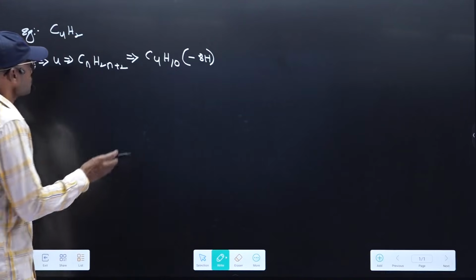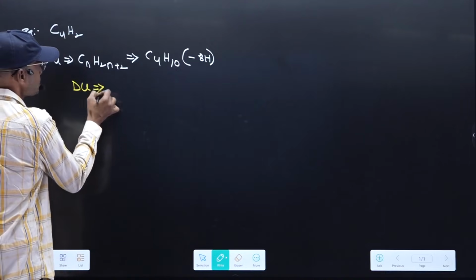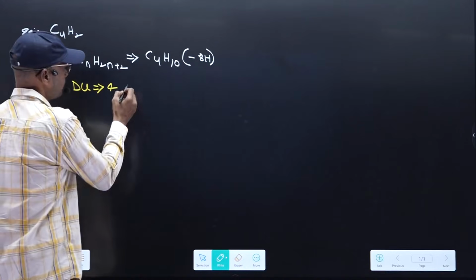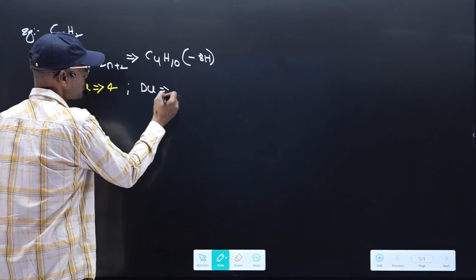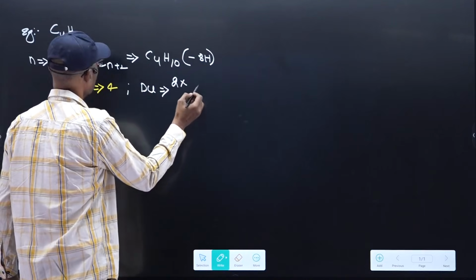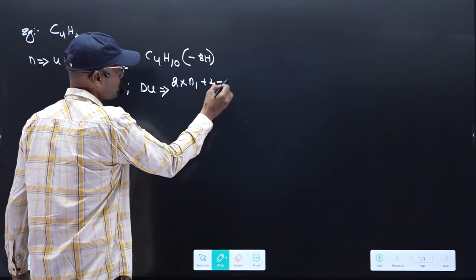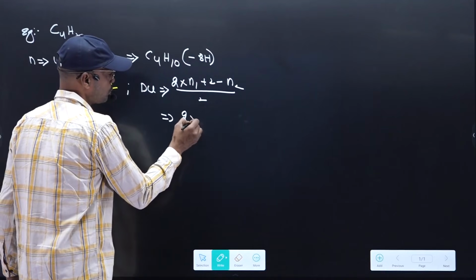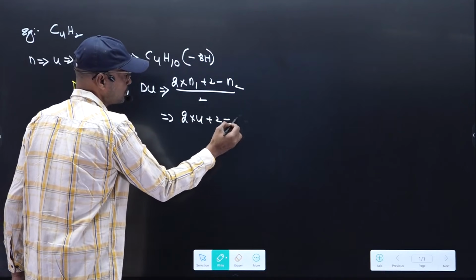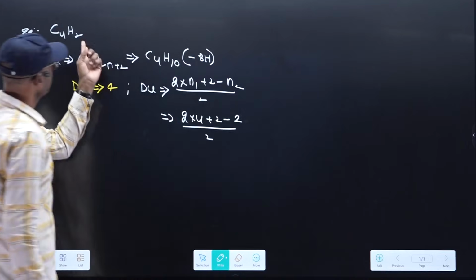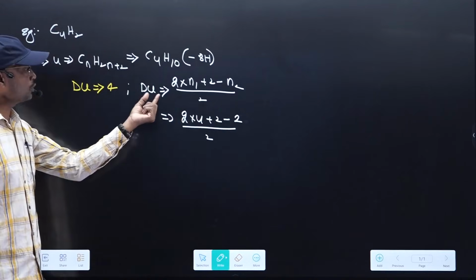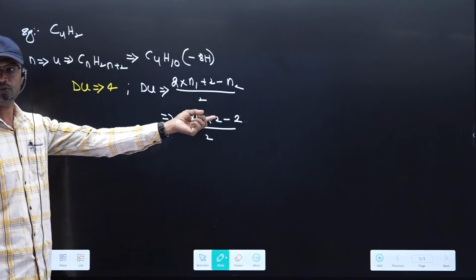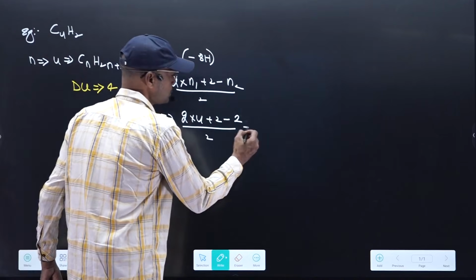So now what is the degree of unsaturation? DU is 4, or not? 8 by 2, 4. Otherwise use the formula. What is the formula? Degree of unsaturation is equal to (2n1 plus 2 minus n2) by 2. This formula I gave yesterday. So what is 2n1? 2 into 4, plus 2, minus 2, by 2. If you want to apply the DU formula, use this directly. So 2 into 4, 8 plus 2, 10. 10 minus 2, 8 by 2. 8 by 2 means 4.